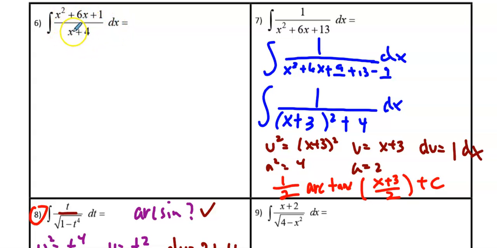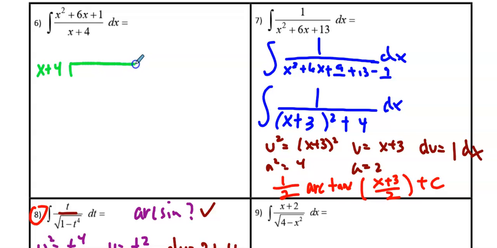Again, ladies and gentlemen, you always want to try U-sub first. That's usually the best thing, but in this case, U-sub does not work. So what we must do here is long division. This is our next strategy.